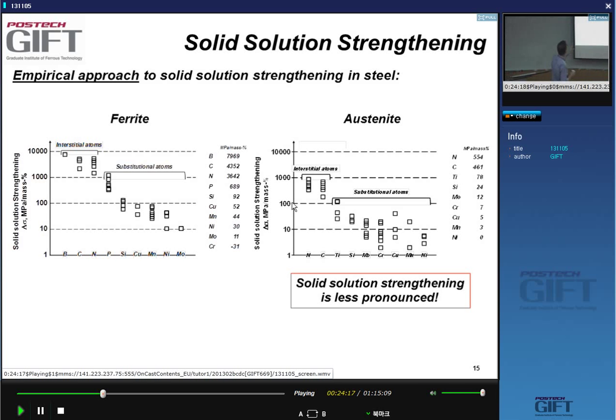For instance, just an example here. For phosphorus, we have about 800 megapascal per weight percent. There is not a single substitutional element in austenite that has this type of strengthening effect. So much lower solid solution strengthening in austenite than in ferrite.